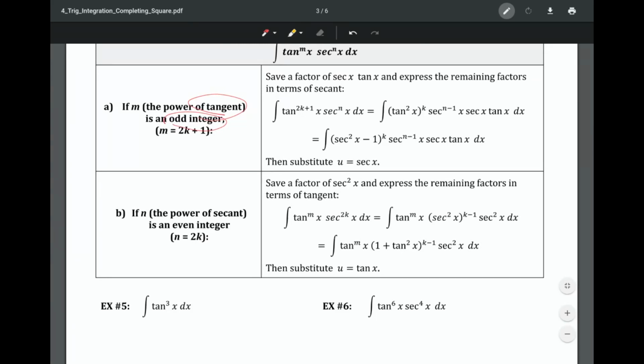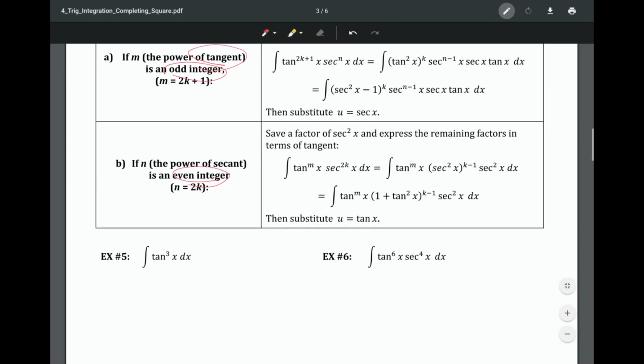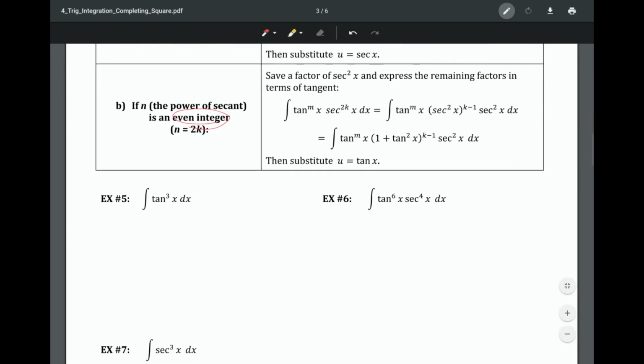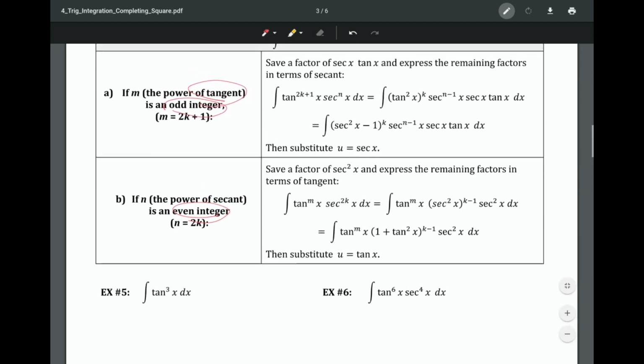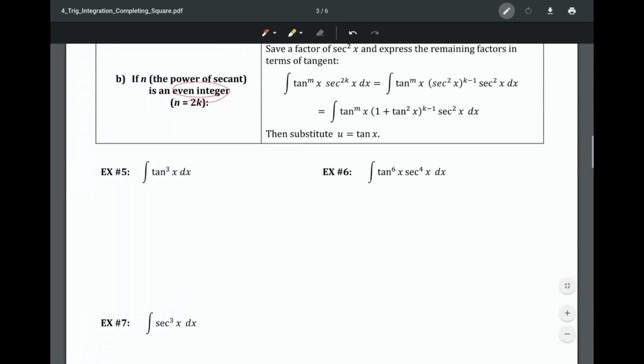And on B, if the power of the secant is an even integer, then you're going to have to factor a secant out of it. Again, it sounds kind of complicated, so let's just do some examples. On example 5, we're almost treating it like the cosine and the sine. If the tangent has an odd power, break it up. Excuse me, let me switch to black.